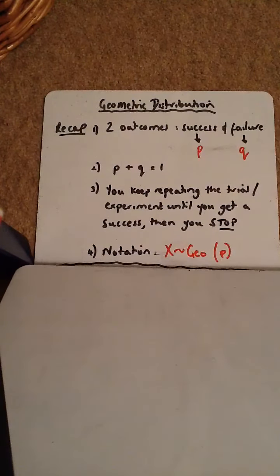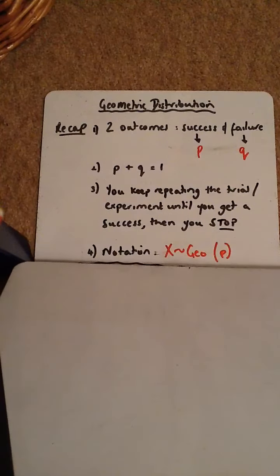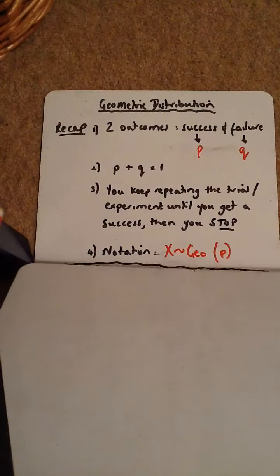The next recap is that you keep repeating the trial or the experiment until you get a success, and at that point you stop. So everything up until the point of success must be a failure. So the idea of the geometric distribution is how many goes will you have until you get a success. And at the point of success, you must stop, that's the end of the experiment.